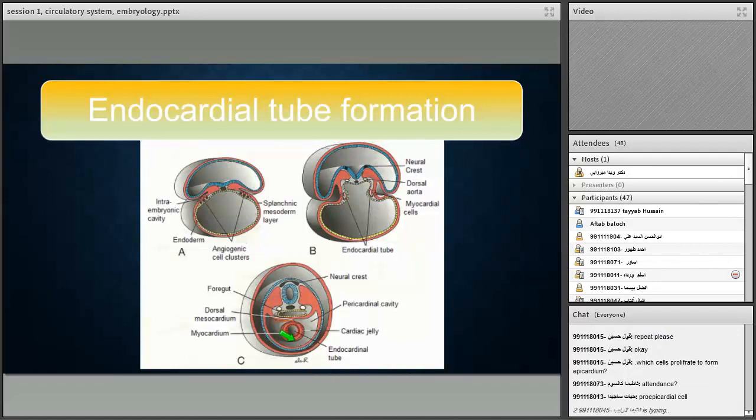Now about the formation of the cardiac loop. Any question till this side? Proepicardial cells. Myocardium what? What is the question, myocardium? Please ask a complete question.